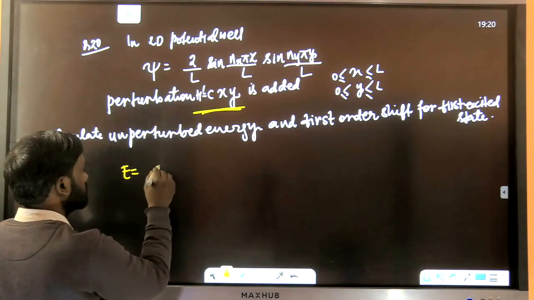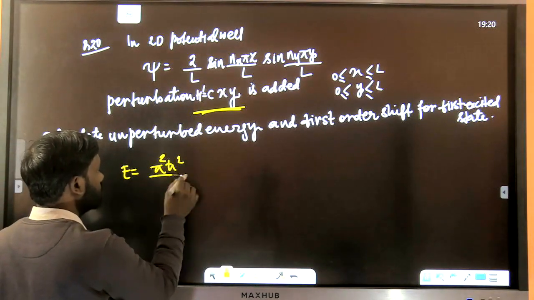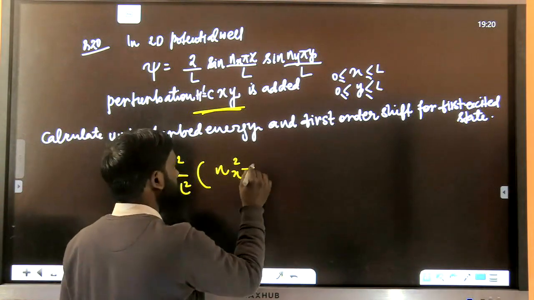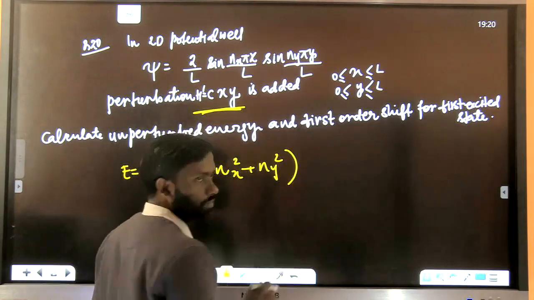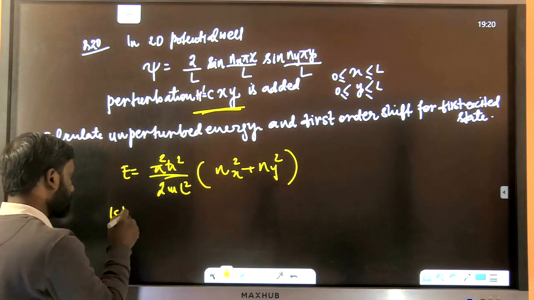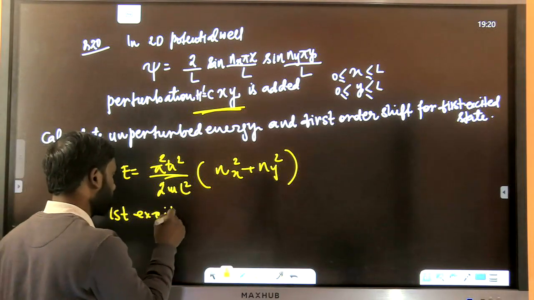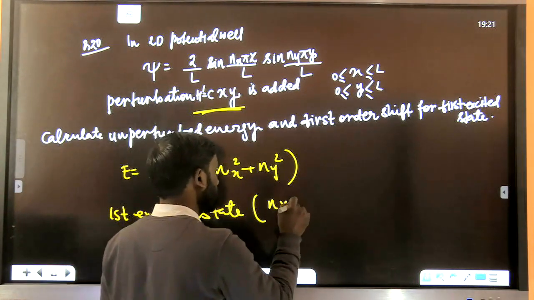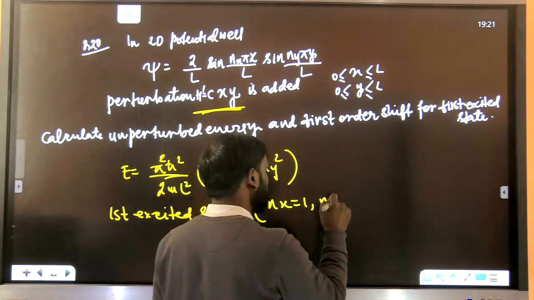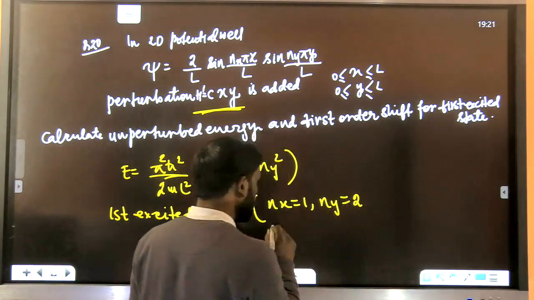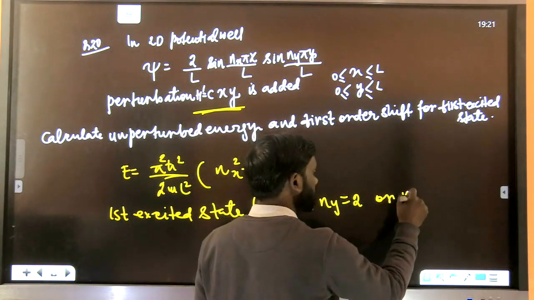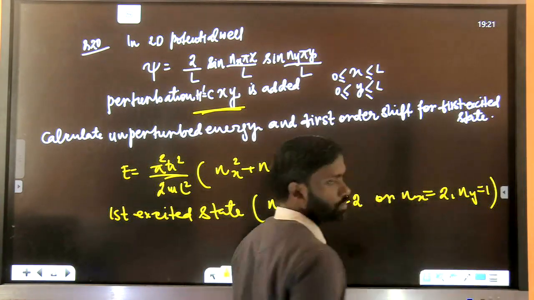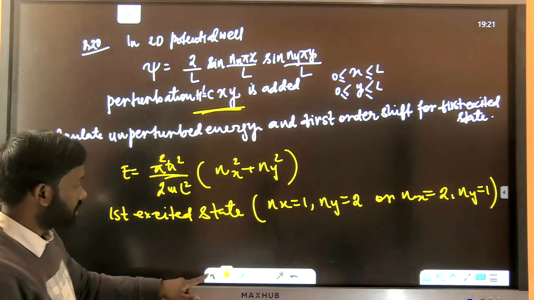So energy for this case is written as π²ħ²/(2mL²) times (nx² + ny²). Now the first excited state is written like this: nx equal to 1 and ny equal to 2, or you can write nx equal to 2 and ny equal to 1. You can write both. So that's the first excited state.